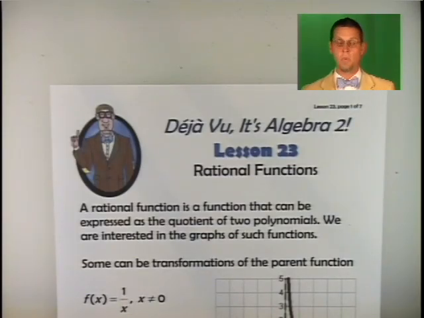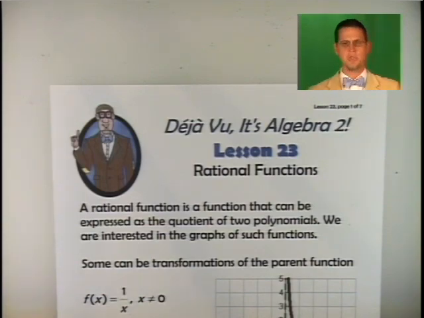Okay, lesson 23, rational functions. What is a rational function? I know you're asking yourself that. Well, a rational function is nothing more than a function, first of all, that has an equal sign. So it's f of x equals, and what it equals is a rational expression. It's basically a rational expression that's set equal to y, or f of x. And remember, a rational expression is just the quotient of two polynomials.